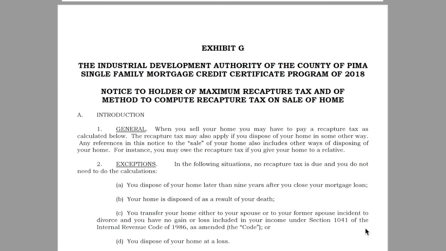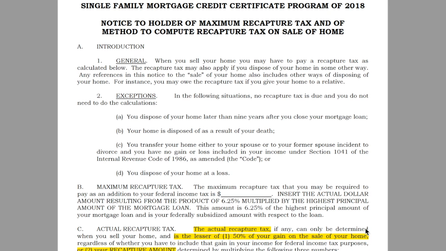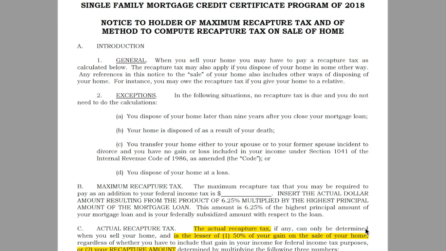So this last document, Exhibit G, these are the details of the recapture tax. So the recapture tax is put in place in order to dissuade investors from utilizing this program to essentially make extra money from the government on top of what they're already making from an investment in a home. So the MCC credit is designed to encourage homeownership and to make homeownership more affordable, and it's geared towards people who are actually residing in the homes. It's not meant to be an investor's or a business tax credit.